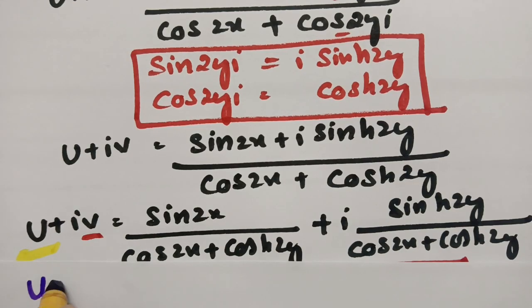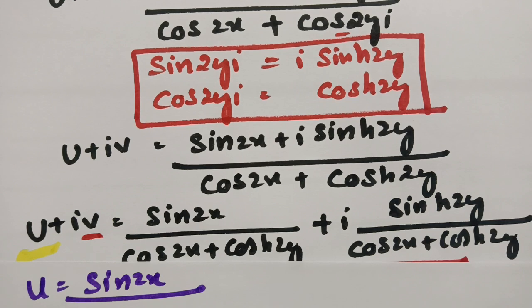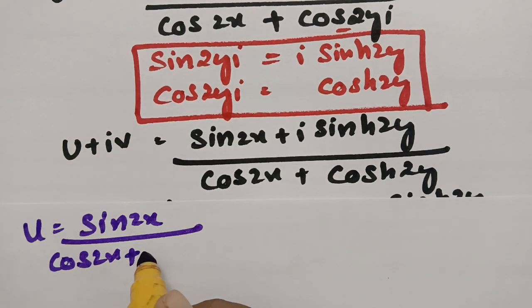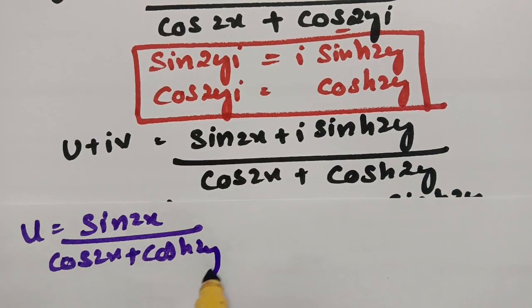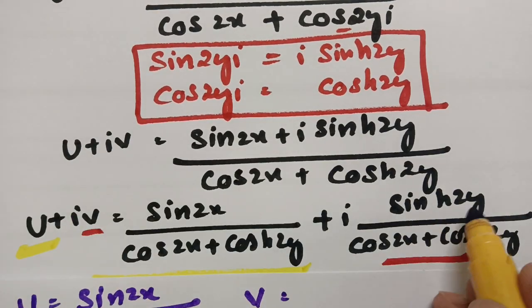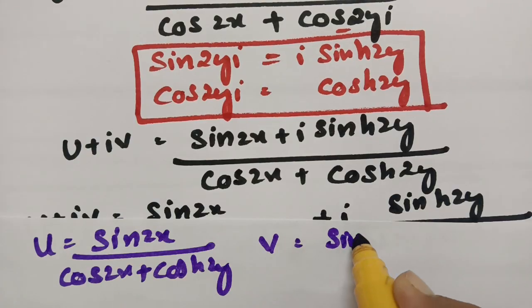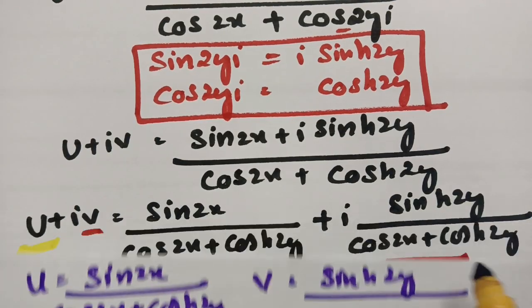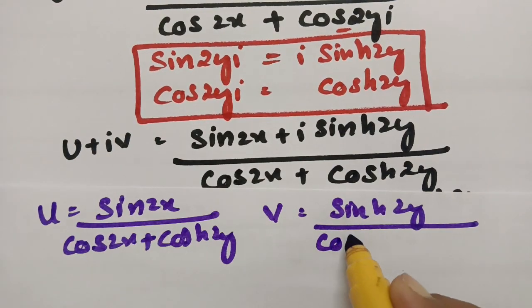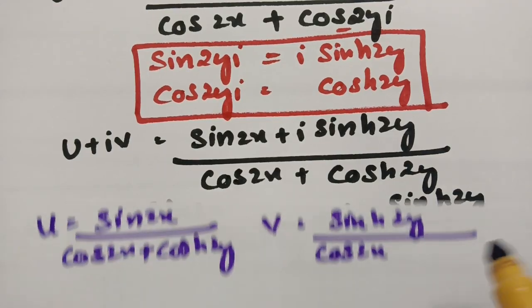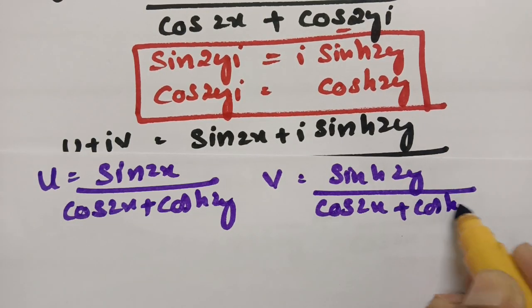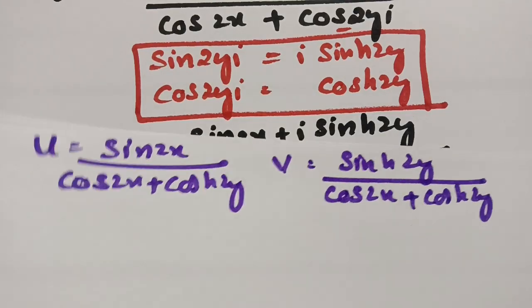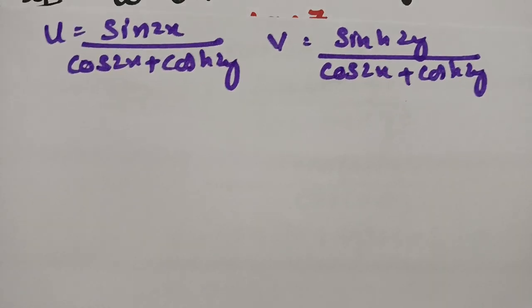So we got the u value as sin 2x by cos 2x plus cosh 2y, and the v value is clearly sinh 2y by cos 2x plus cosh 2y. So these are the values of u as well as v.